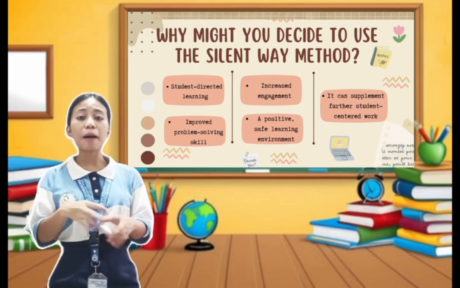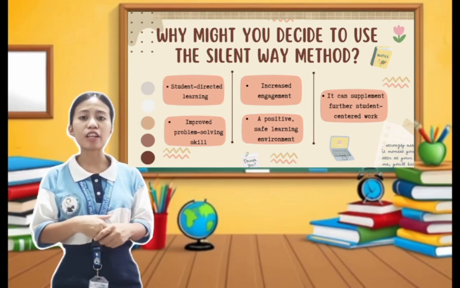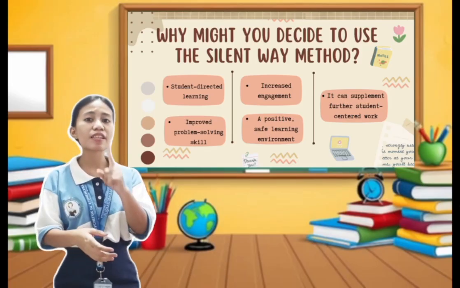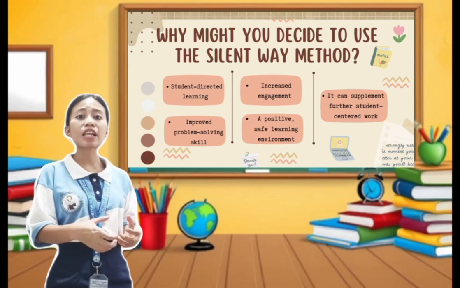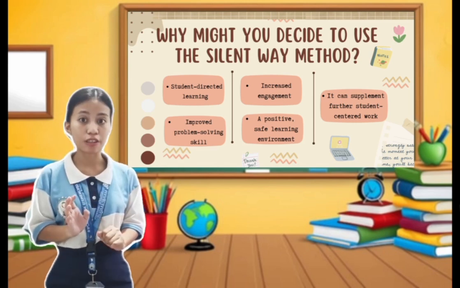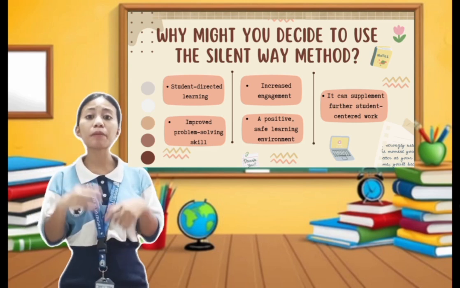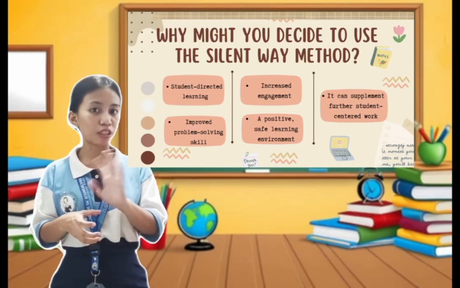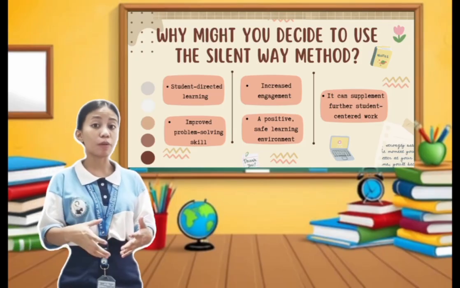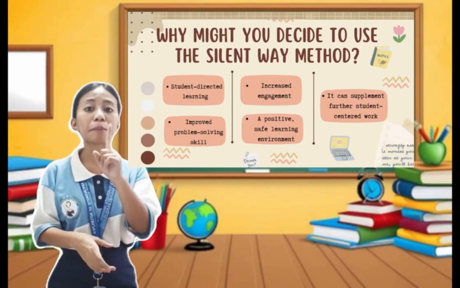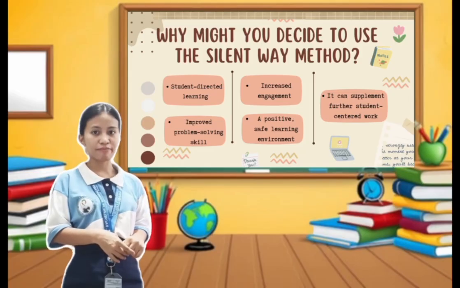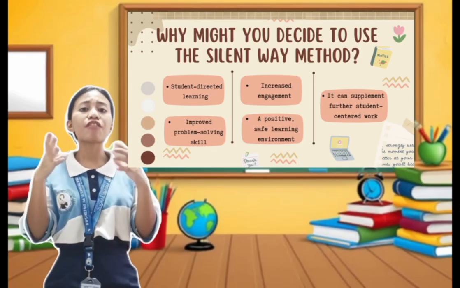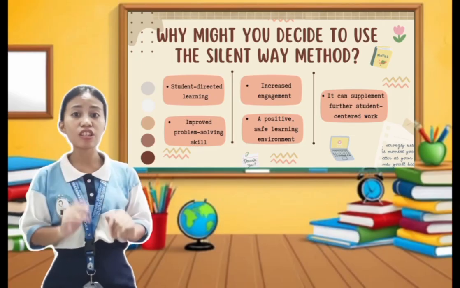Okay, number 4, a positive, safe learning environment. Students feel safe to make mistakes and learn from them. This encourages them to try new things without fear of being judged. Number 5, it can be supplemented further. This method can be used alongside other teaching methods. It helps students develop a deeper understanding that they can build on later on. Number 6, student-centered work. Here, the focus is on the students, not on the teachers, right?